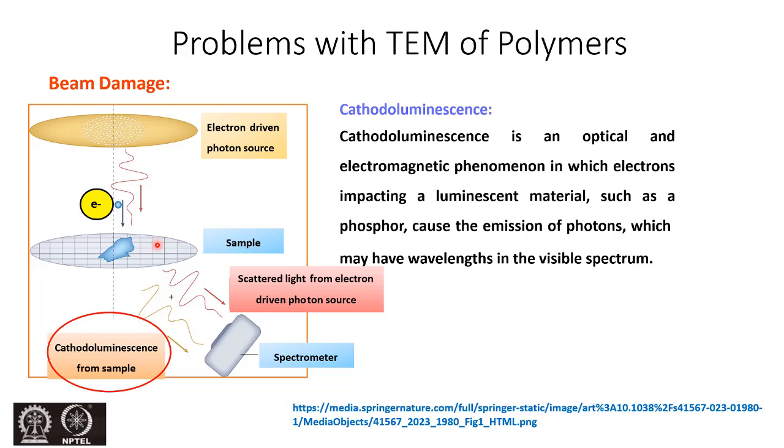Then cathodoluminescence. This is an optical and electromagnetic phenomenon in which electrons impact a luminescent material. So suppose we have a phosphor, it causes the emission of photons. If it is a fluorescent material, it will cause emission of photons. Because of that, the wavelength will vary in the visible spectrum, and that's why we will not be able to get a very good image from the electrons.